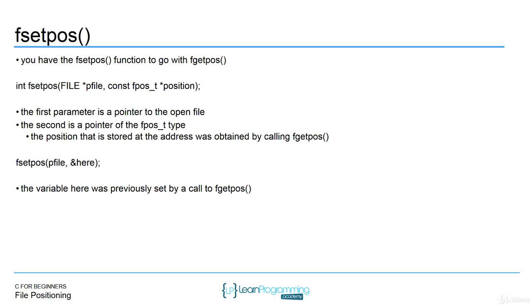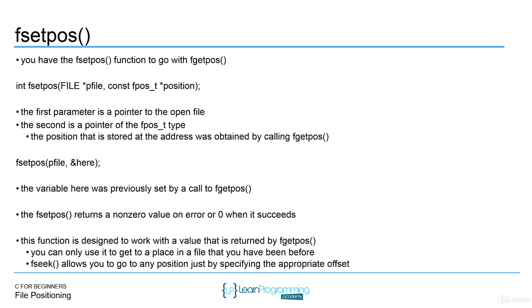So fsetpos has your file pointer and then your actual variable. And the variable here was previously set by a call to fgetpos. Again, you're going to use fsetpos and fgetpos together. The fsetpos function returns a non-zero value on error or 0 when it is successful. This function is designed to work with a value that is returned by fgetpos. So you can only use it to get to a place in the file that you have been before.